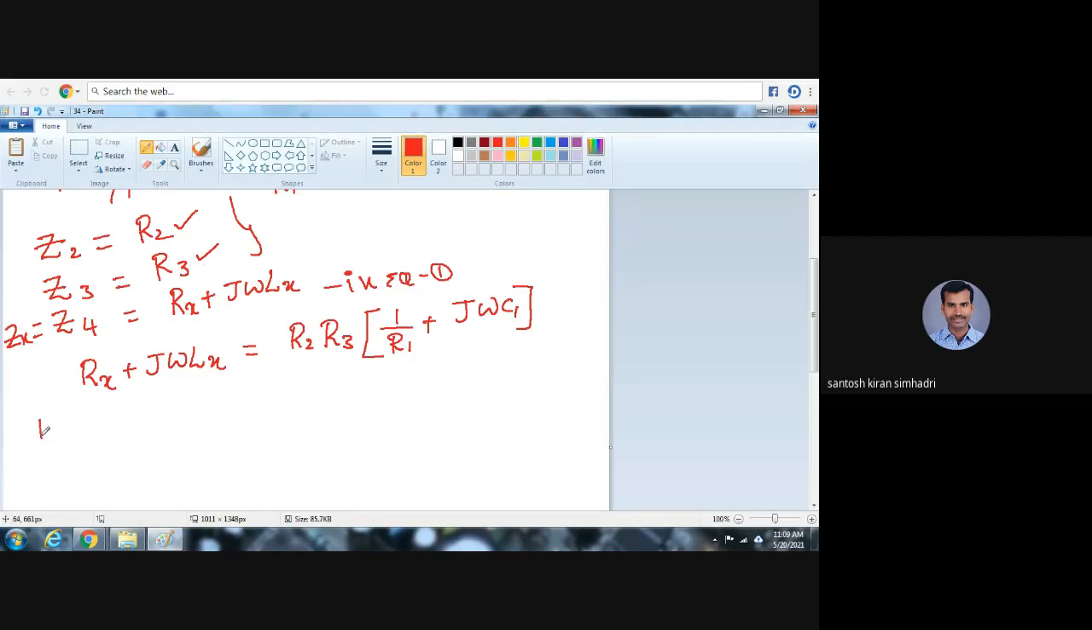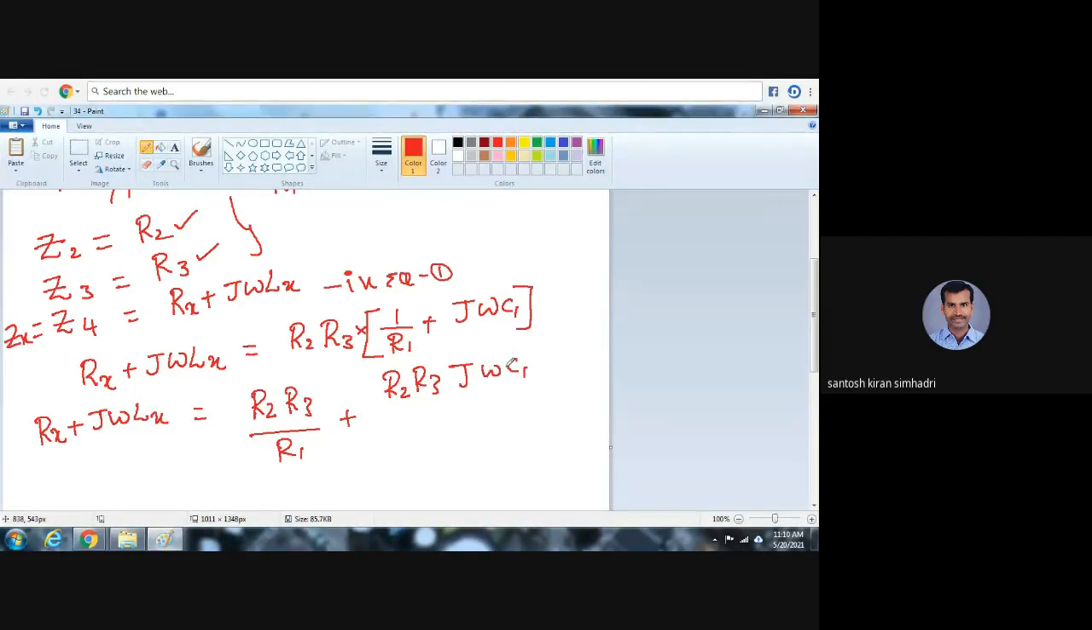Then finally I will do the extension mathematical analysis. Rx into j omega Lx equal to... what is it? You just have to multiply. R2 into R3 by R1. Lakshmi Narayana, is it the correct method? R2 R3 into 1 by R1, R2, R3 into j omega C1. Thank you.